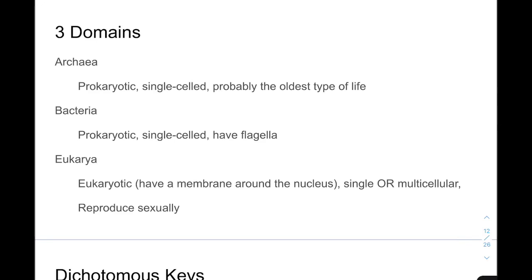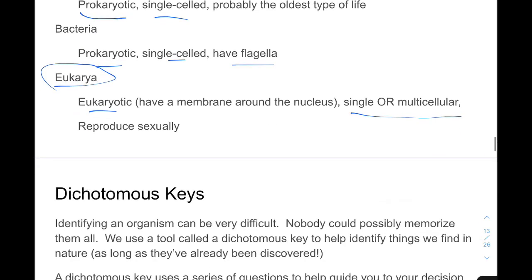We need to know about the 3 domains of life. The archaea are the oldest, we think. They are prokaryotic, meaning they don't have their DNA in a nucleus. Single-celled, just like bacteria, most bacteria have flagella. And we are in the domain Eukarya. We are eukaryotic. We have a membrane around our nucleus. We could be single-celled or multicelled. I myself am multicellular. And all eukaryotes reproduce sexually. This is like requiring a disclaimer here: can reproduce sexually.